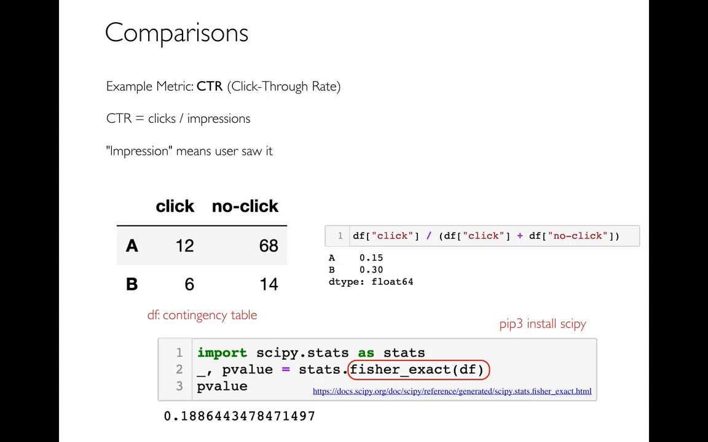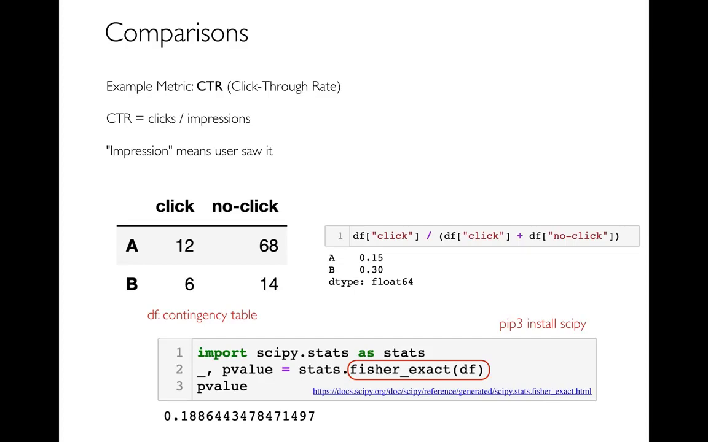Maybe the best way to do it is that you install this SciPy module or package. So pip3 install SciPy. After that, it's just a couple lines of code. From SciPy, there's this stats module, so you can import that. And then it has all these statistical tests in there. And one of them that you can run on that contingency table is the Fisher exact test.